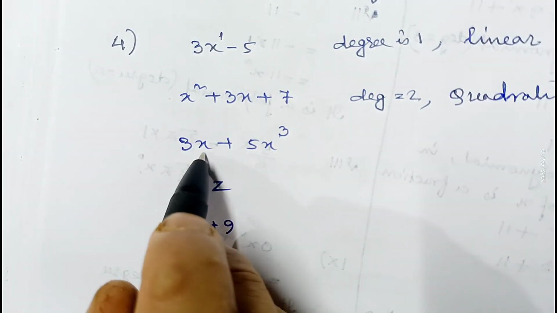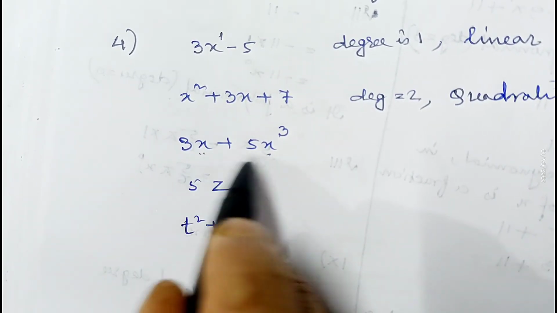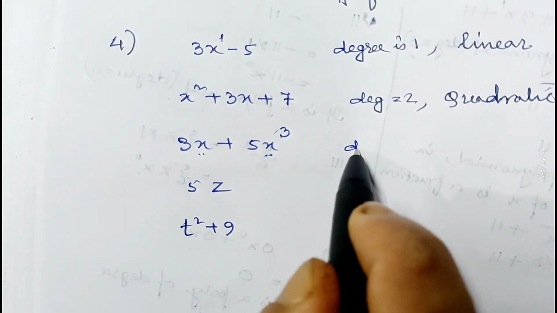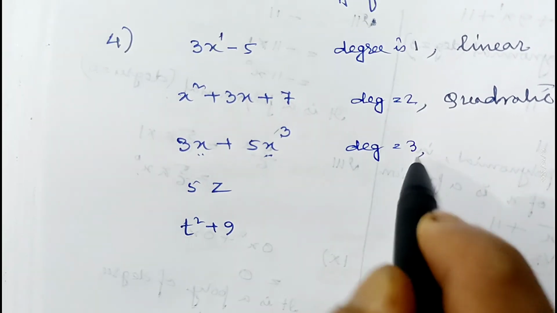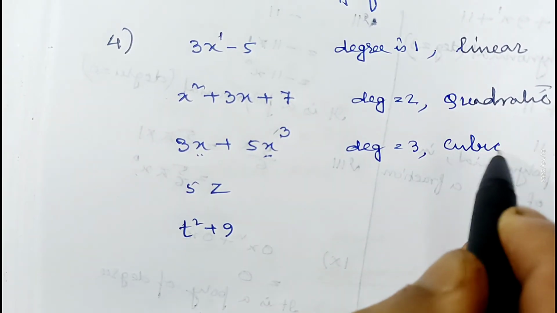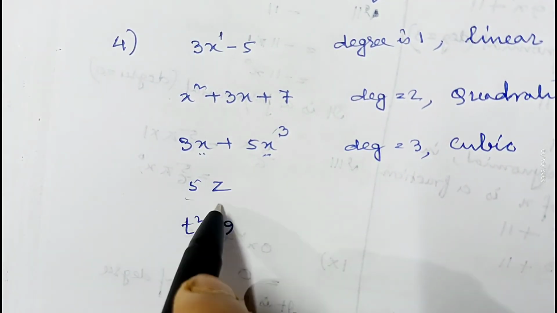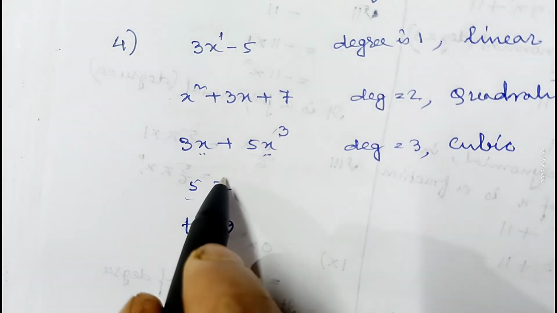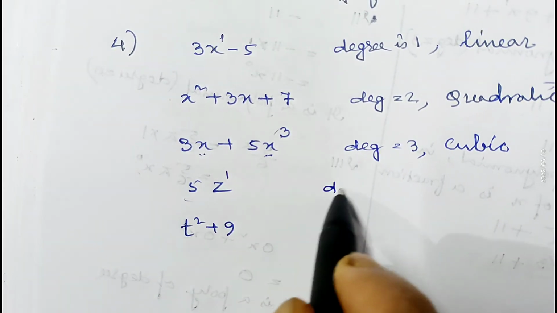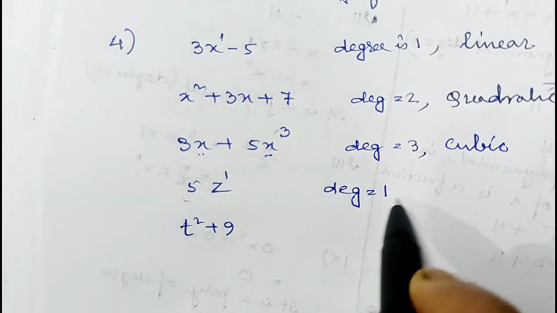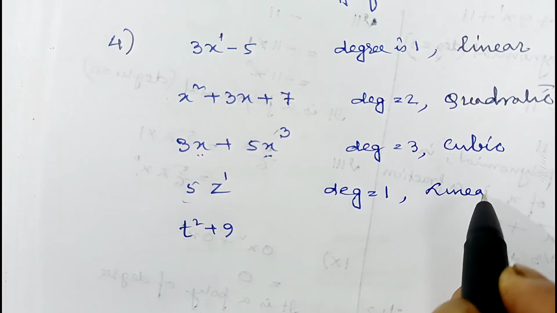Here variable is x, the maximum power of the variable is 3. Since degree is 3, so it is cubic polynomial. In case of 5z, z is the variable and power of z is 1, so degree is 1. Since degree is 1, so it is linear polynomial.